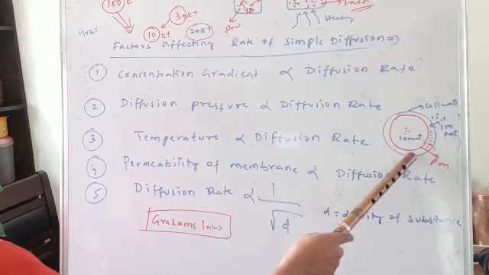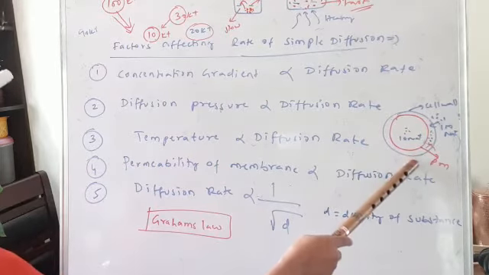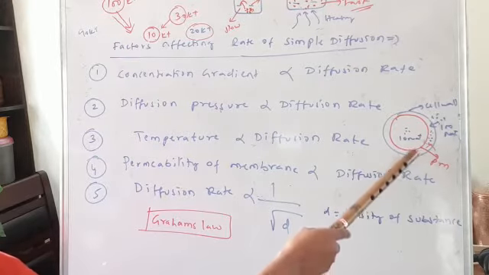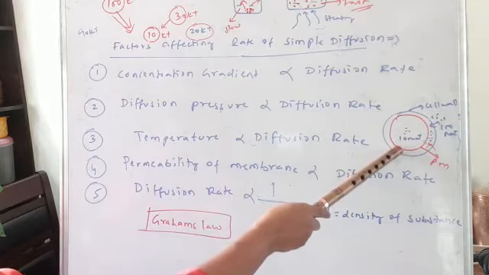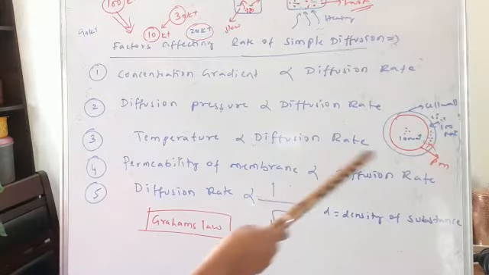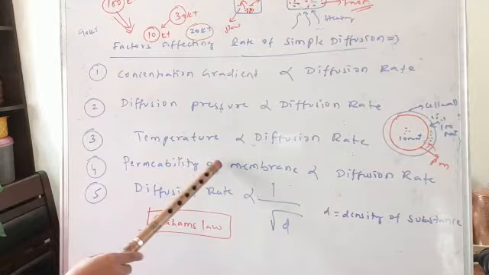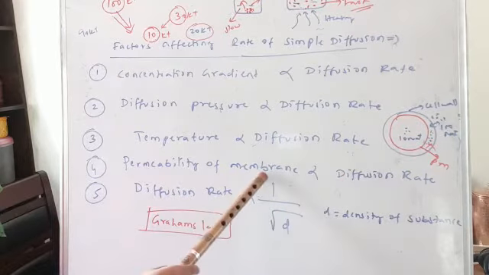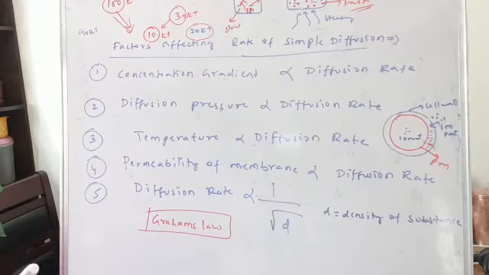More the permeability, more the diffusion. So the cell wall is permeable, so that is why the rate of diffusion was very high. Cell wall ni cross chesne easy ga sodium. But because the plasma membrane is selectively permeable, it is not allowing sodium inside. So that means what? The rate of diffusion is affected here. The permeability of membrane is directly proportional to diffusion rate. More the permeability, more the diffusion rate. Less the permeability, less the diffusion rate.